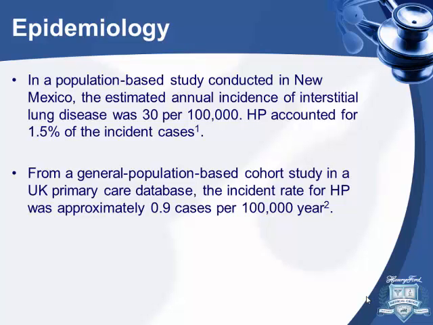In terms of epidemiology, this looked at the incidence rate of interstitial lung disease in New Mexico, and it was about 30 in 100,000, and HP was about 1.5% of those cases. This is in New Mexico, so it's more of a dry climate, so we can't generalize, of course. We think in a more humid climate, the incidence rate will actually be higher. Another population-based cohort in the UK found the incidence rate of HP was about 1 in 100,000.